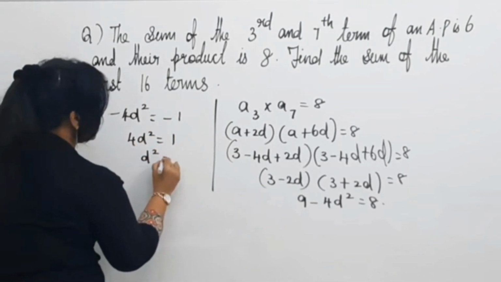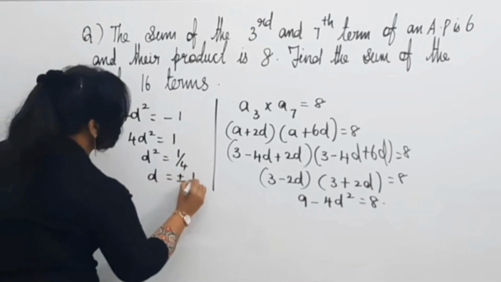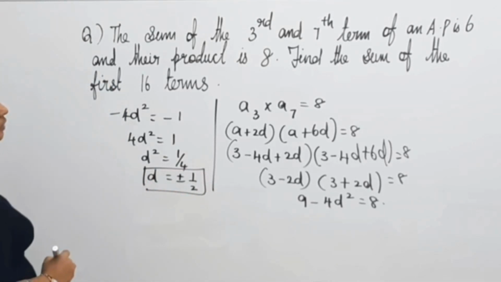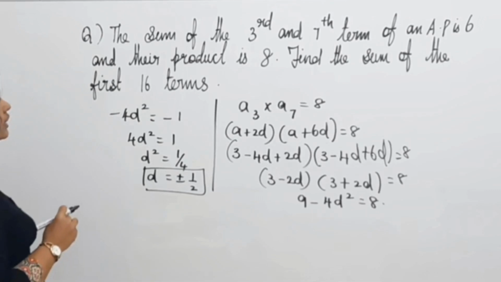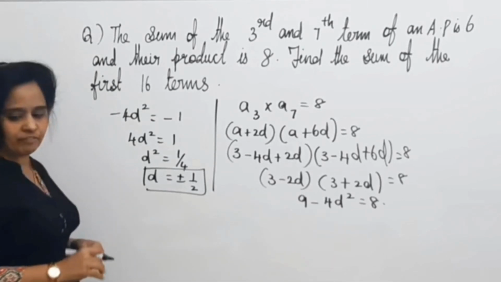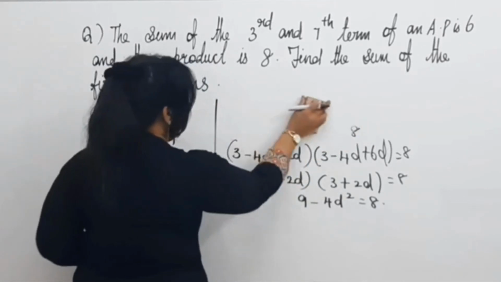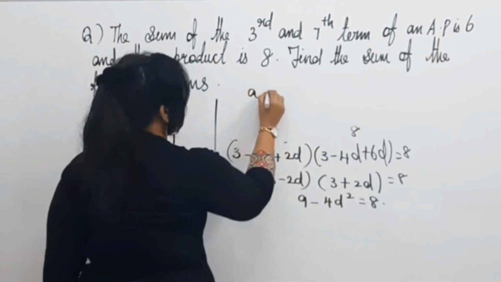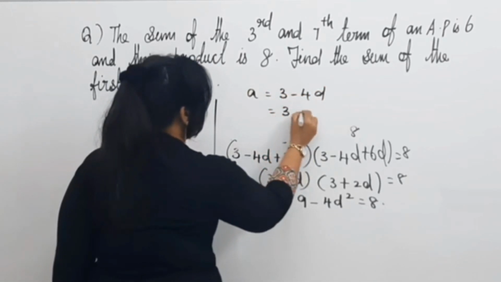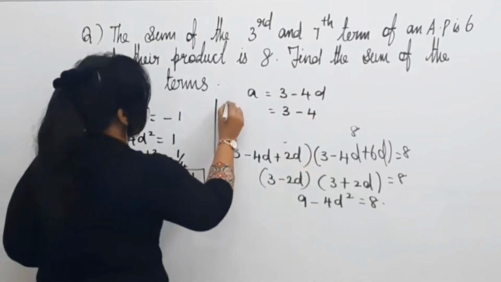D square is equal to 1 by 4. D is equal to plus or minus 1 by 2. I got my D. My question is to find the sum of the first 16 terms. So let me find my A first. A is 3 minus 4D. So that's equal to 3 minus 4 into, when D is equal to plus half.